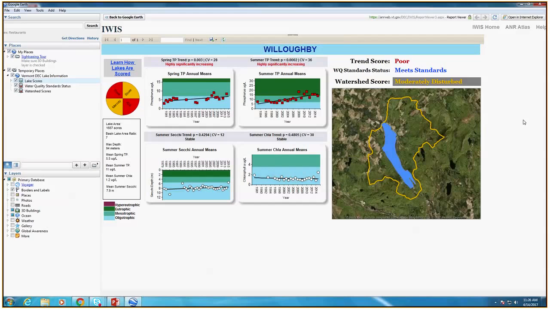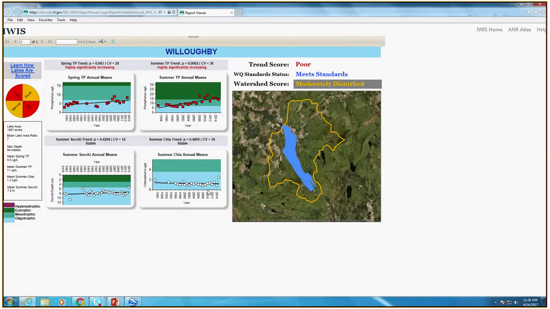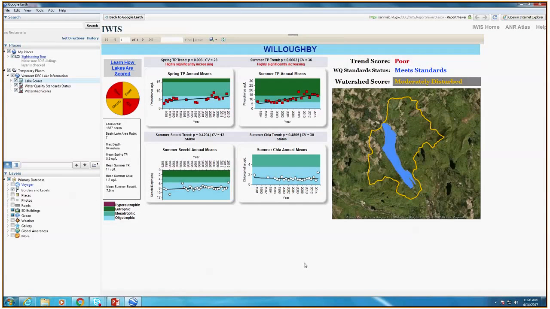The one thing we have discovered is that if you would like to print this out, you do need to open up the Lake Scorecard in Internet Explorer. That gives you the option to save an image and print it out if you would like to do so. So there it is again, and you can work with that in Internet Explorer to save that information. So again, you've been bumped out of Google Earth. This is open in Internet Explorer. If you want to get back to Google Earth, you need to click on the Google Earth icon and it will take you back. So that is the Lake Scorecard.